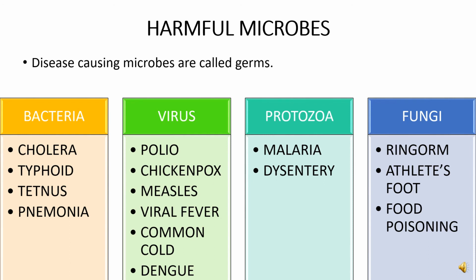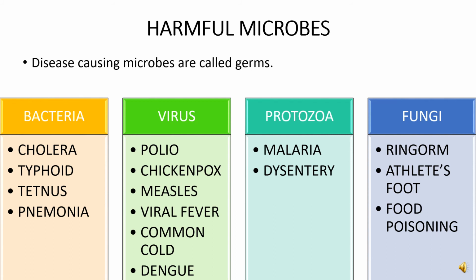Virus. If virus is present in our body, what type of diseases, which are most common, occur in human beings? Polio, chickenpox, measles, viral fever, common cold and dengue.